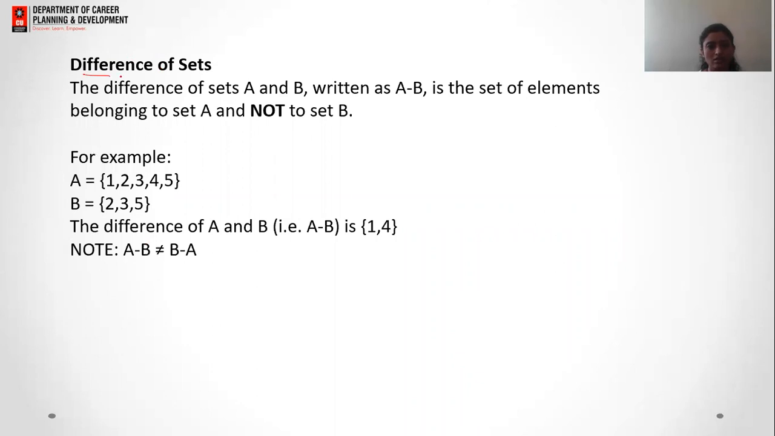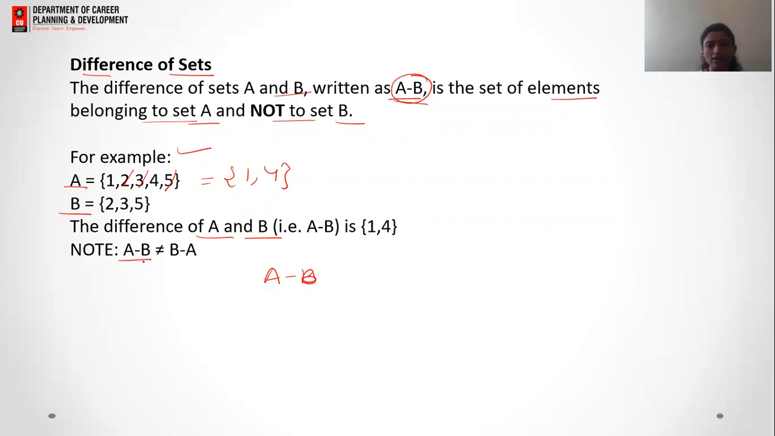Next is the difference of sets. The difference of sets A and B is written as A minus B. This is the set of elements belonging to set A and not to set B. So what do we mean by A minus B? If we remove all the common elements of set B from set A, we get A minus B, the set of elements belonging to set A and not to set B. For example, there are two sets A and B. In set A, there are 5 elements and in set B, there are 3 elements. So what is the difference of sets A and B? If we remove all the common elements of sets A and B, we are left with the elements which belong only to set A, but not to set B. That is known as the difference of two sets, A minus B.